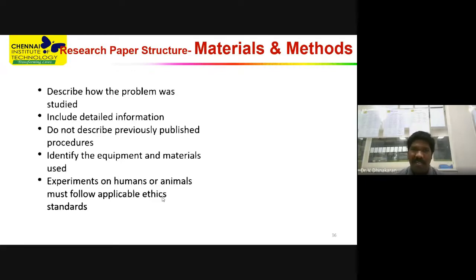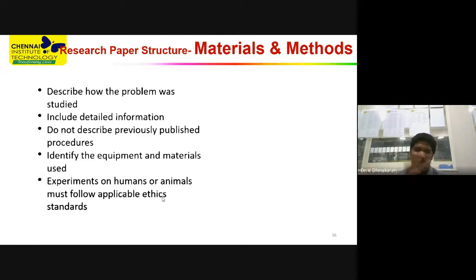Now, materials and methods. You want to clearly describe how the problem was studied. You should give detailed information about the materials and methods, and you should not describe previously published procedures. Previously published procedures can come in the introduction section, where you can say so and so authors have done this, and review them there. But in materials and methods, you have to describe your own procedure and what you have followed.